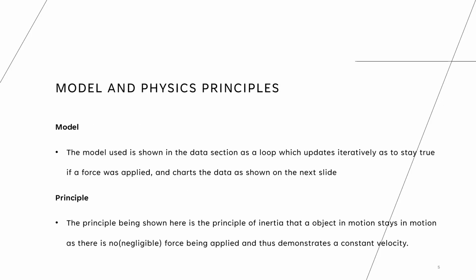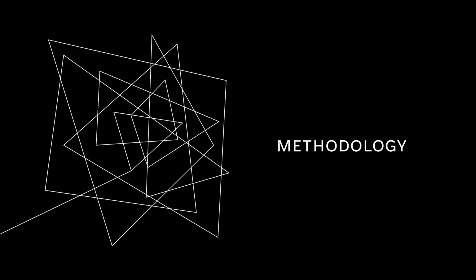Now, the model used here is a simple code that loops and updates iteratively to stay true if a force was applied, and charts the data. The principle being shown here is the principle of inertia: an object in motion stays in motion unless a force is applied upon it, and since there's no force being applied, it thus demonstrates a constant velocity.